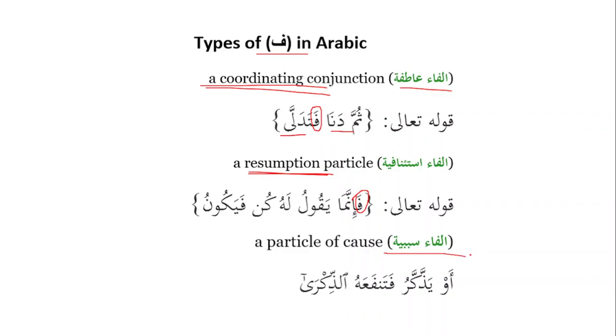Then this is very important. We hardly pay any attention to this. This is fa sababiyatu, a particle of cause. How will we know that this is fa sababiyya? After this, the mudari will always be mansoob. أو يذكر فتنفعه الذكرى. So we can see here فتنفعه الذكرى. So this is tanfa'u. You know that nafa, yanfa'u, and tanfa'u. And as you can see, the dhamma has changed into fatha.